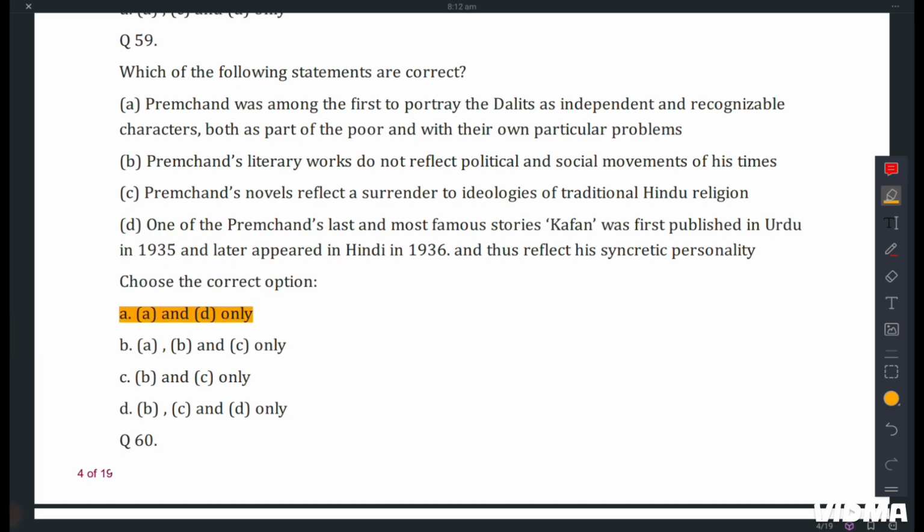First to portray Dalits as independent and recognizable characters. Therefore, he was aware of the social and political movements of his time. This statement is wrong: Premchand's novel reflect a surrender to ideologies of traditional Hindu religion. It is wrong. One of Premchand's last and most famous stories, Kafan, was first published in Urdu in 1935 and in Hindi in 1936.